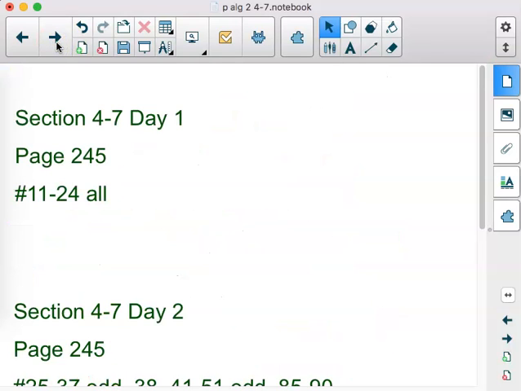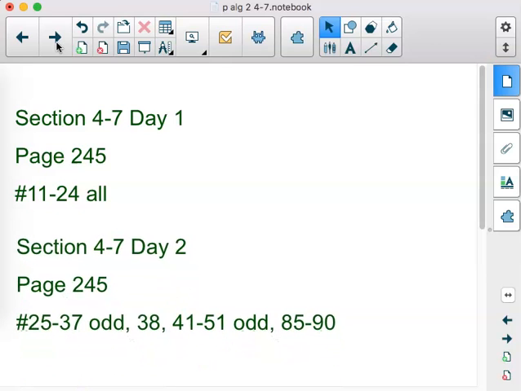That is all we had to do today. So there is 4-7 day 2 assignment down there at the bottom. 25 to 37 the odd, 38, 41 to 55 the odd, and then some review problems, 85 to 90. So the review in there, we're going to have a test next Tuesday, week from today.